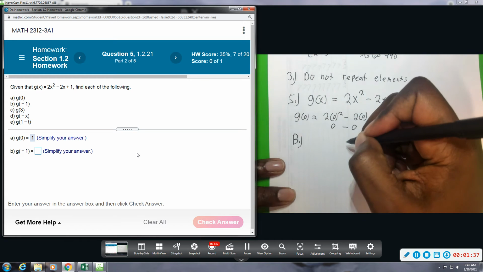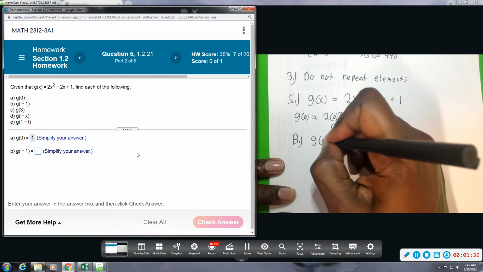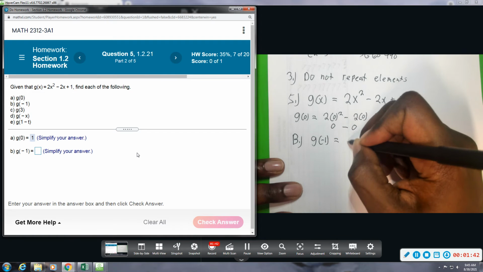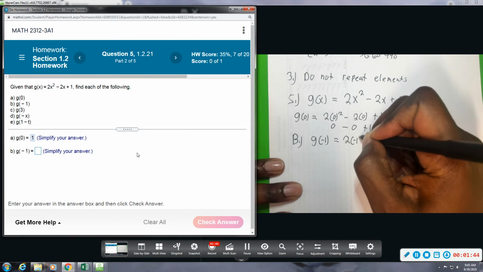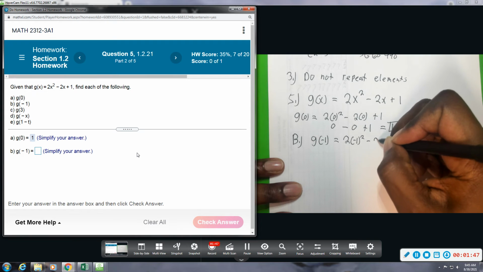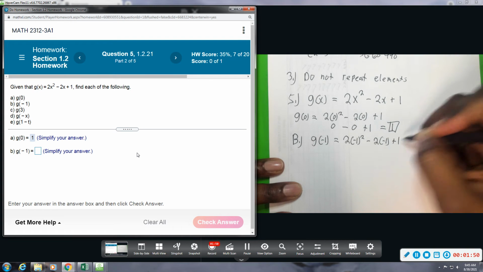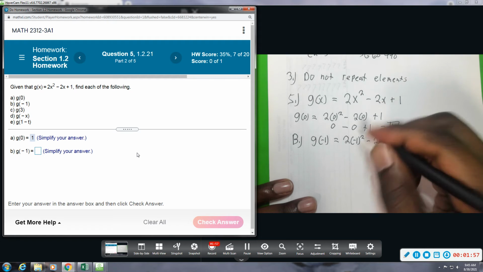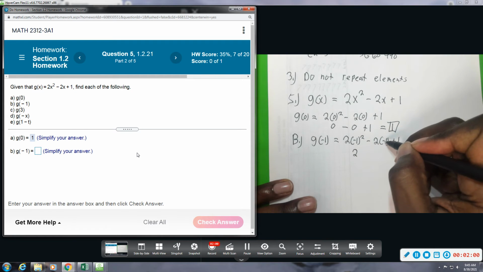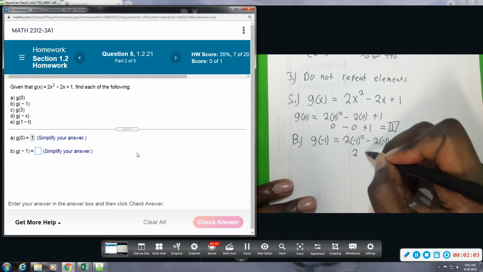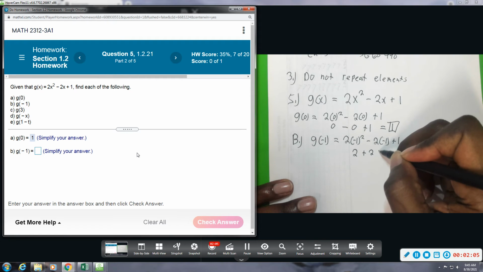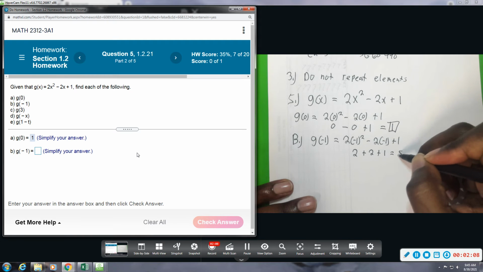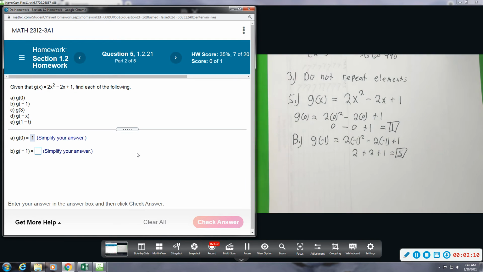Part B, we're going to be doing g of negative 1. So we're going to be plugging in negative 1 this time. And you square it first. So when you square a negative 1, it becomes positive. So this is positive 1 times 2 will just leave us with 2. Negative times a negative will give us a positive, so positive 2. And then plus 1 will give us 5. Okay, so g of negative 1 will correspond to 5.